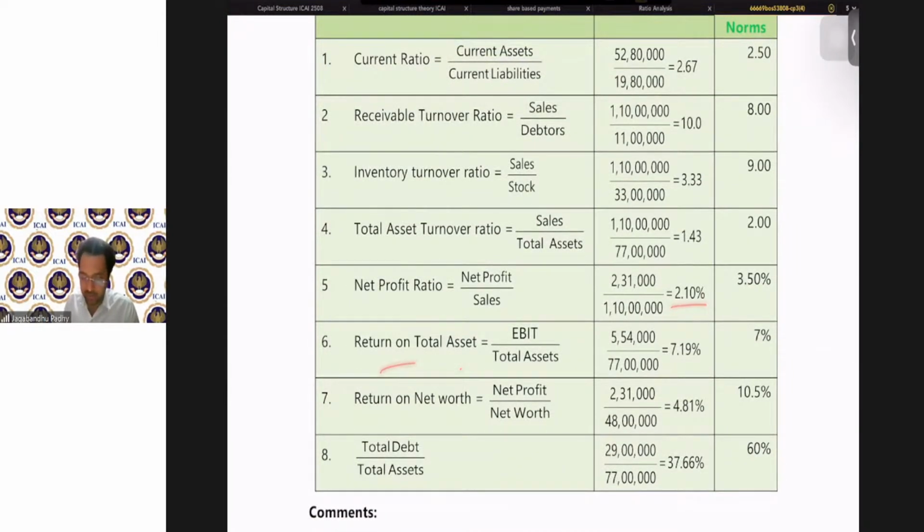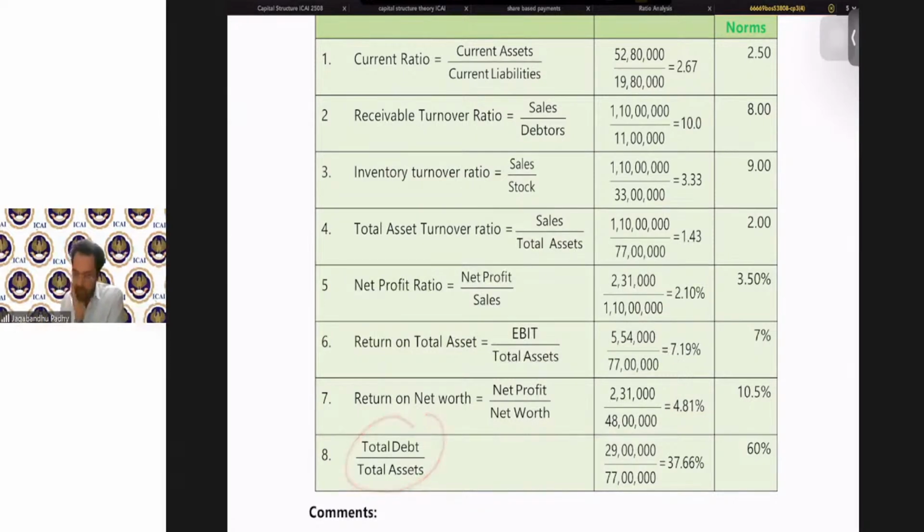Return on total assets, that's 7.19% as compared to 7%. Return on net worth, that's 4.81% compared to 10.5%. So on return on total assets basis, we are doing good, whereas return on net worth, we are somewhat lagging behind. We are not generating enough profits for our equity shareholders.